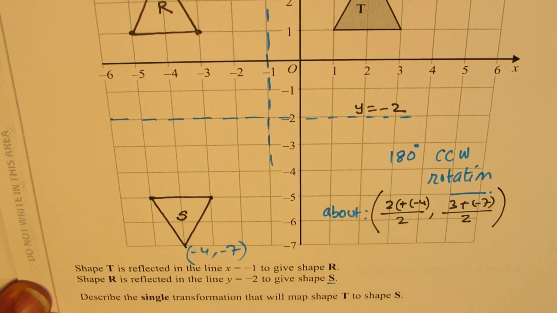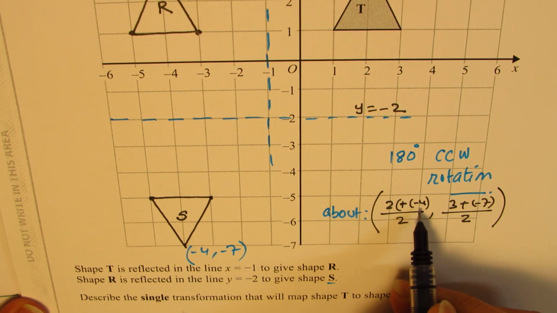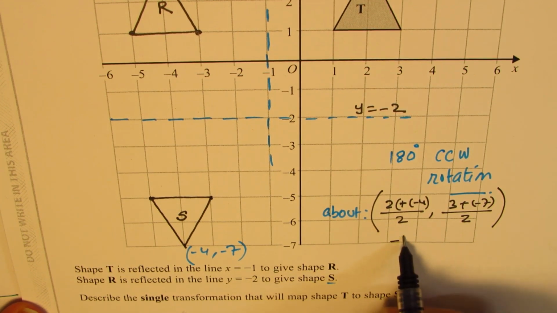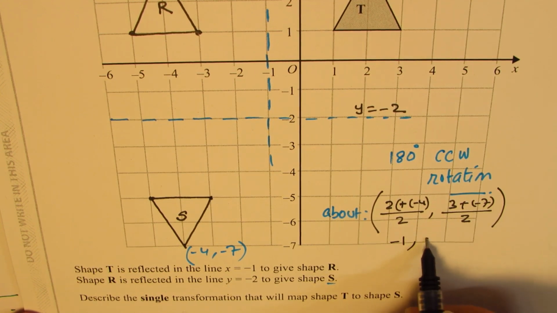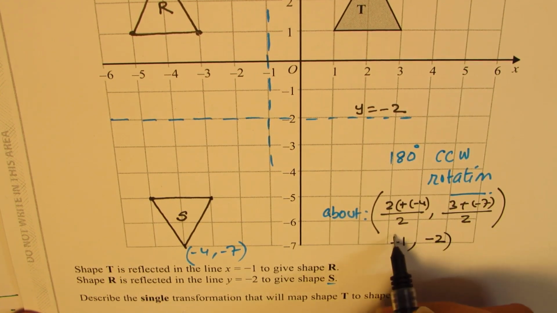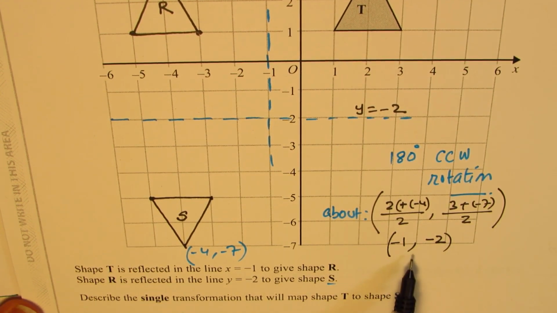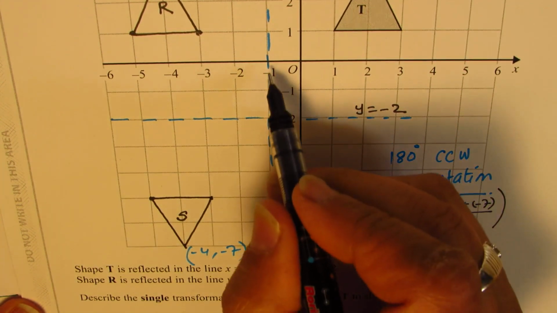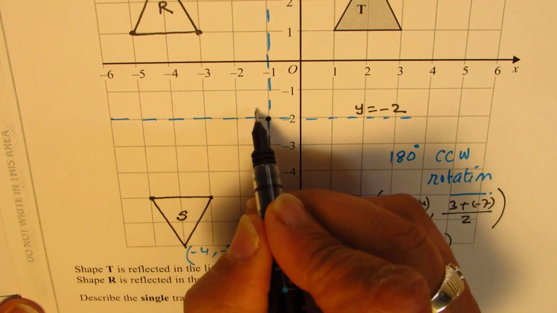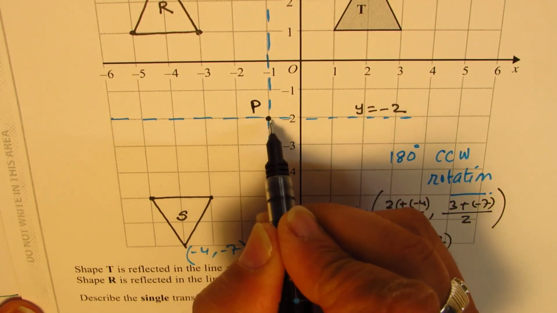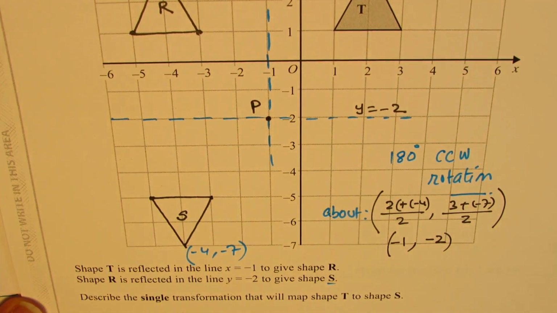That's that point. So 2 minus 4 is -2, divided by 2 is -1, and when you add this, you get -4 divided by 2 is -2, right? So that is the point. So the point in between will be -1, -2. So this is being rotated about the point, let's say P, which is marked here, correct?